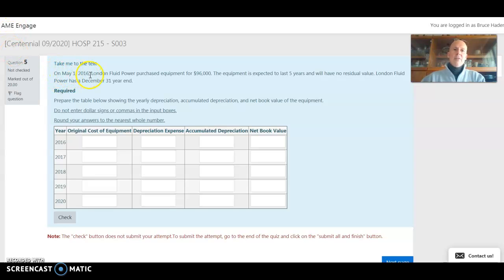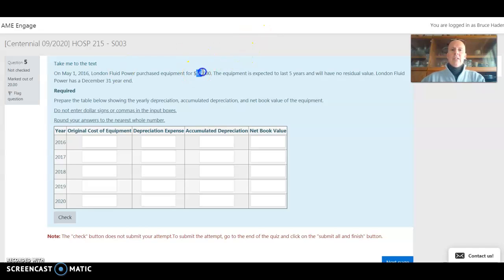So on May the 1st, I think your question said June 1st. But this one says May 1st, 2016, London Fluid Power purchased equipment for $96,000. The equipment is expected to last 5 years and will have no residual value. London Fluid Power has a December 31st year end. So there's a lot of information in here.